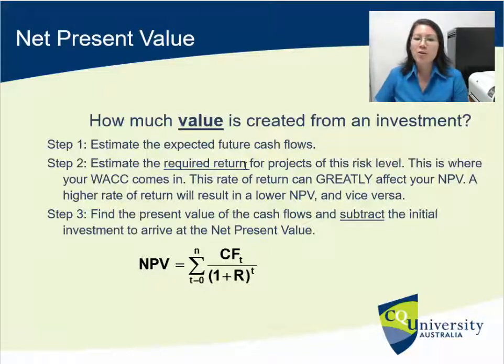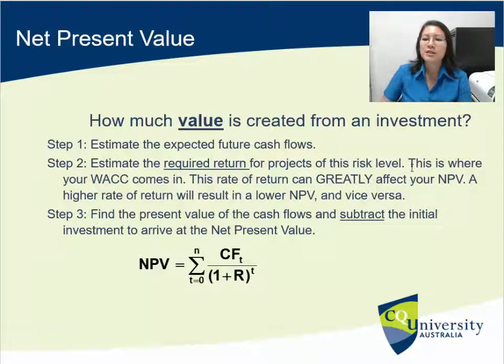Step two, estimate the required return for projects of this risk level. This is where your weighted average cost of capital comes in. This rate of return can greatly affect your net present value. It's basically an inverse relationship. So if you have a high rate of return, it'll give you a lower net present value and vice versa. And again, it's another point of manipulation of net present value in practice in the real world.